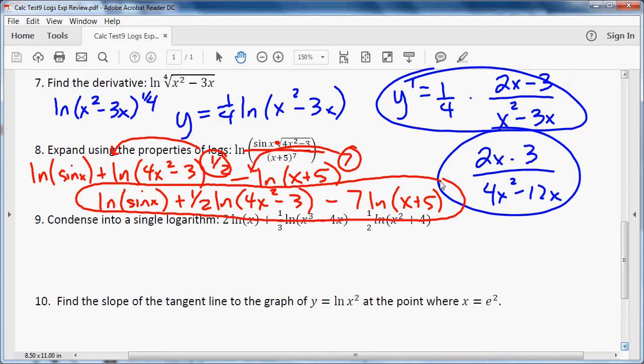Okay, then the first two we're adding together, so when we combine them into one logarithm, we need to multiply them. So x squared times x cubed minus 4x to the 1/3. Then we're subtracting the third piece, so we divide by x squared plus 4 to the 1/2. Sorry, I should have a 1/3 on one of those up top there. X cubed minus 4x to the 1/3.